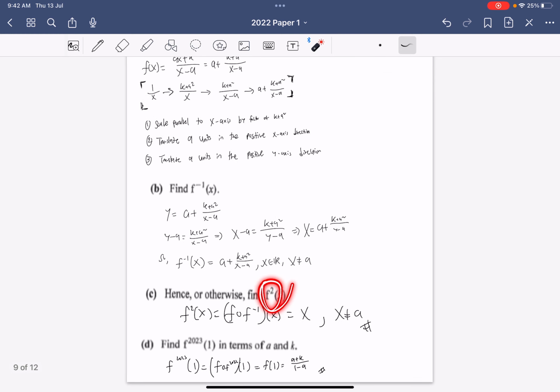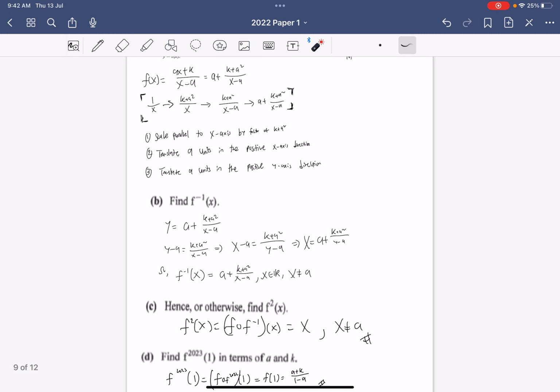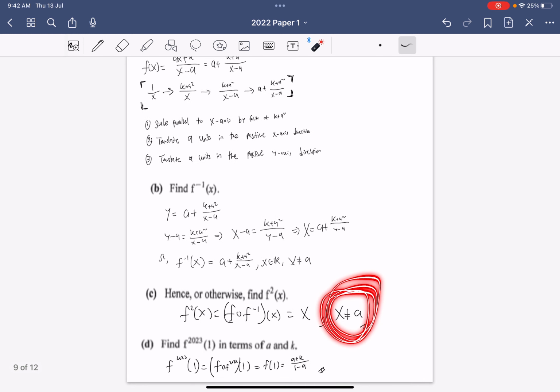Hence, if you want to find f squared, you can write it now as f circle f, right? But then f equals f inverse. So f circle f inverse equals the identity function. So it's just back to x. But now you must impose that x cannot equal a.